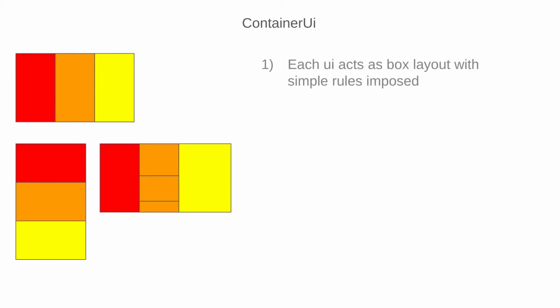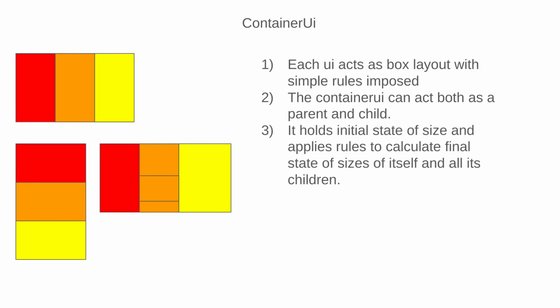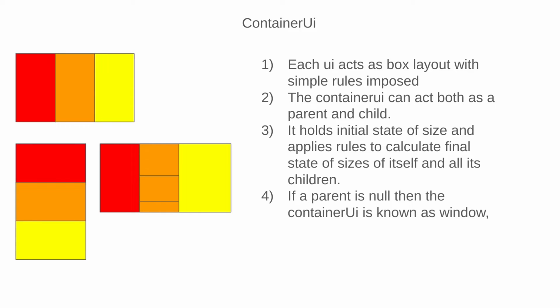Each UI acts as a box layout with simple rules imposed. The container UI can act both as a parent and a child. It holds the initial state of sizes and applies rules to calculate the state of final sizes of itself and all its children. If the parent of a container UI is null, then it is known as a window, otherwise it is a child container UI. Each UI is represented as a rounded rect, so it has width and height as size parameters.